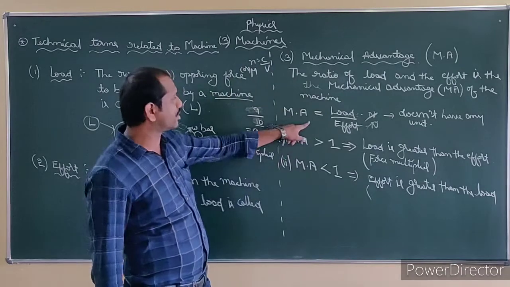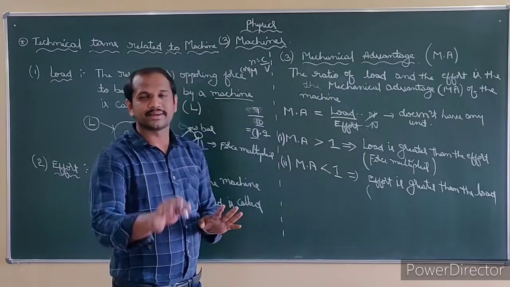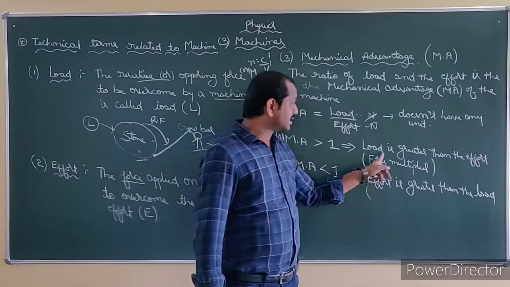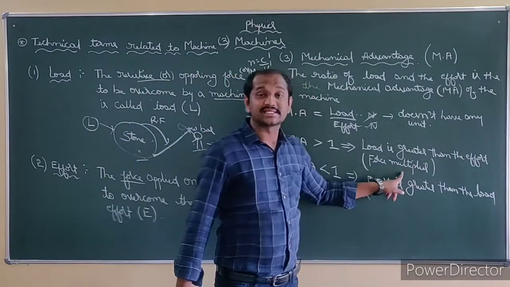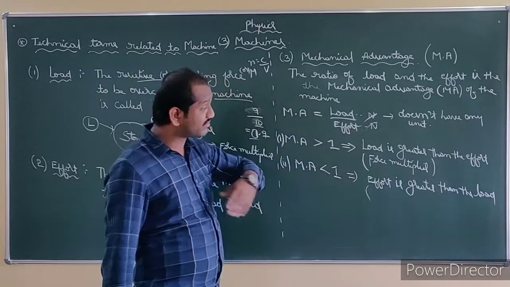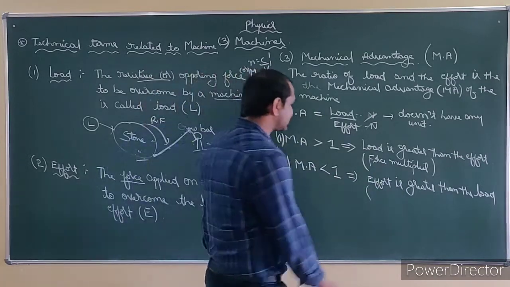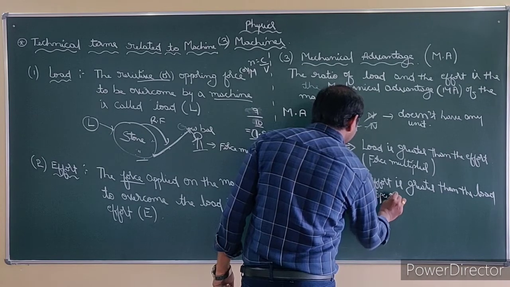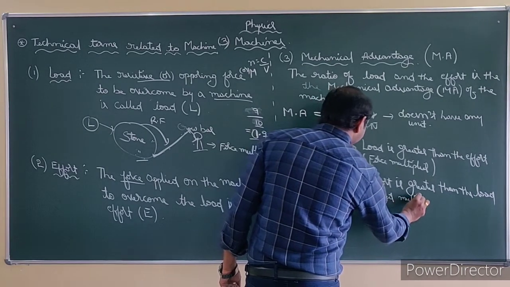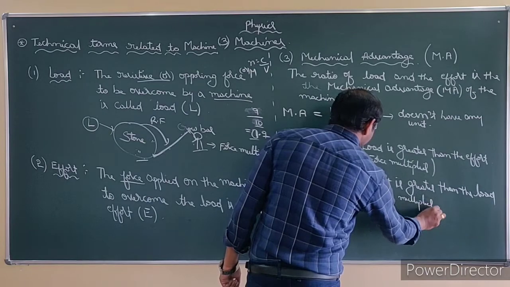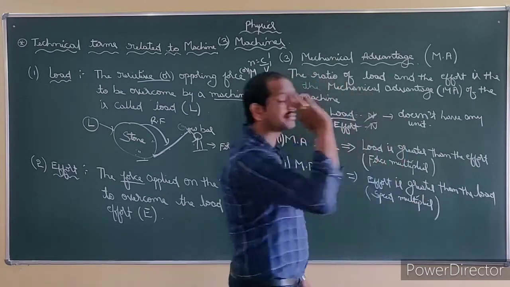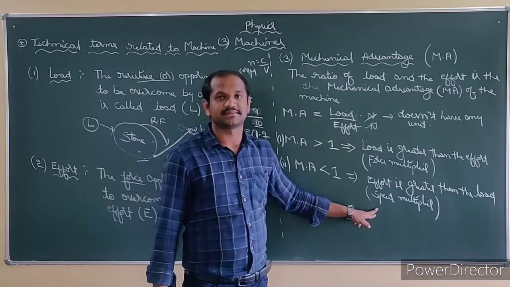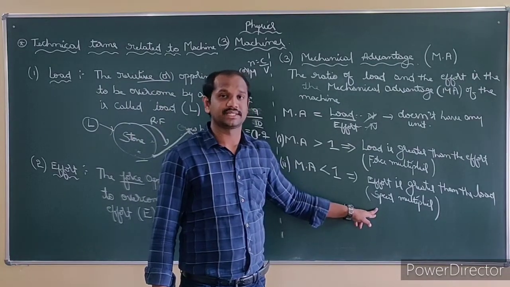You only need to remember the formula: load by effort. That's all. Then you can work out the picture. Here, load is greater than effort, so the machine acts as a force multiplier. When effort is greater than load, it acts as a speed multiplier. Speed multiplier. It is also a favorable factor. Very important, they will ask you questions from this.